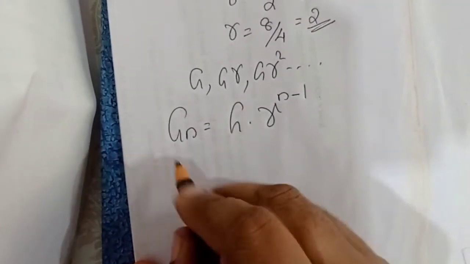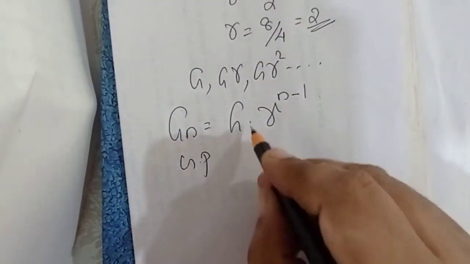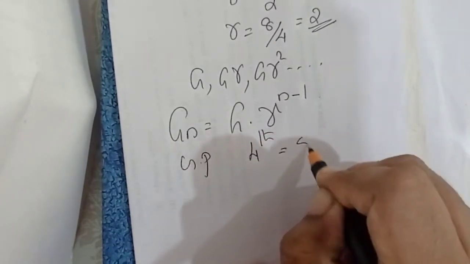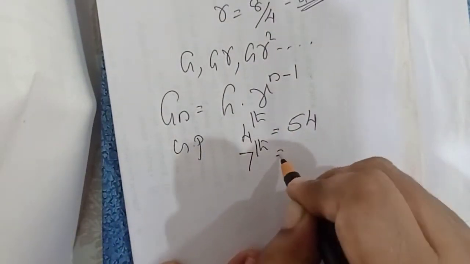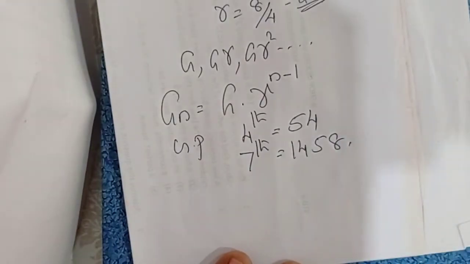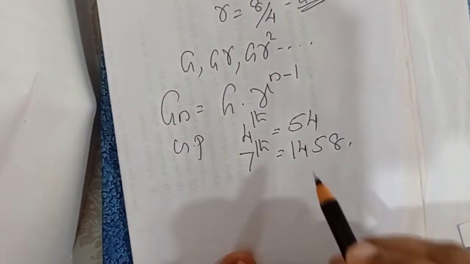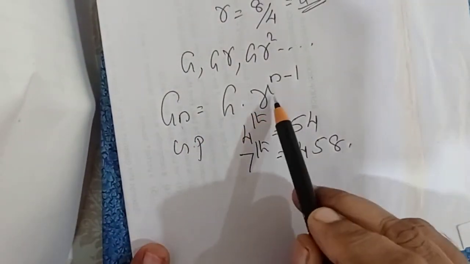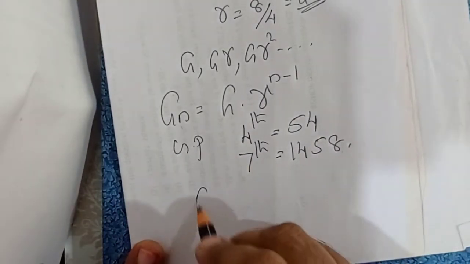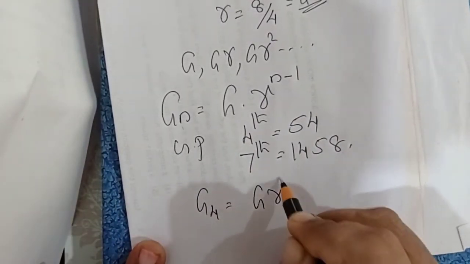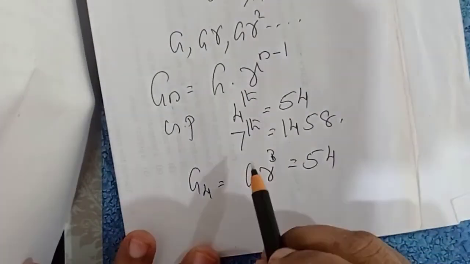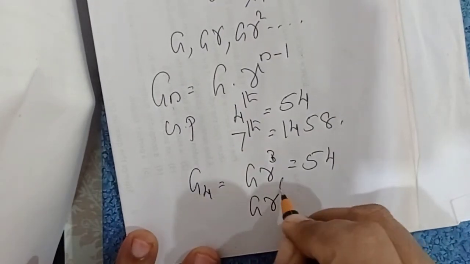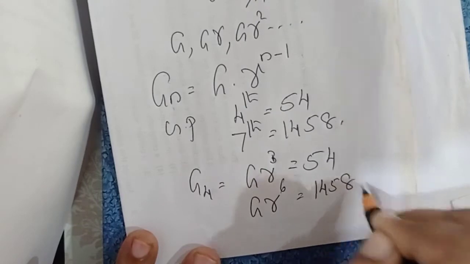Write the GP whose fourth term is 54 and seventh term is 1458. If a_n is equal to a into r raised to n minus 1, therefore the fourth term a_4 we can write as a into r raised to 3, 4 minus 1, 3. That is equal to 54. And the seventh term means a r raised to 6 is equal to 1458.